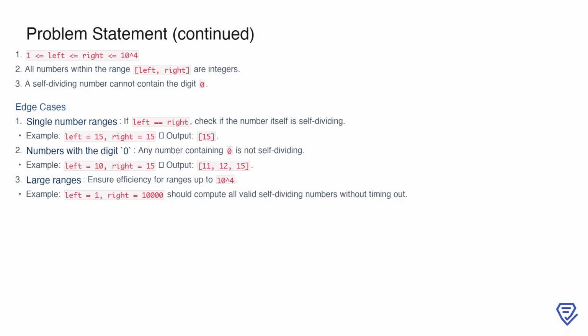Finally, for very large ranges, such as from 1 to 10,000, the solution must be efficient and able to compute the result within a reasonable amount of time without timing out. These constraints and edge cases ensure the solution is robust and handles all possible inputs correctly.